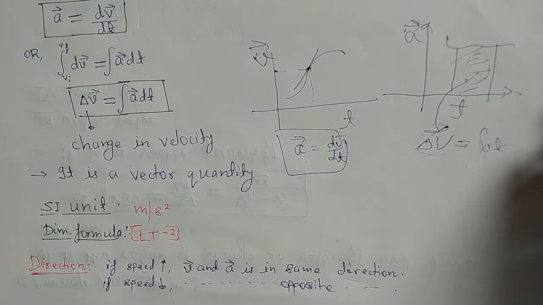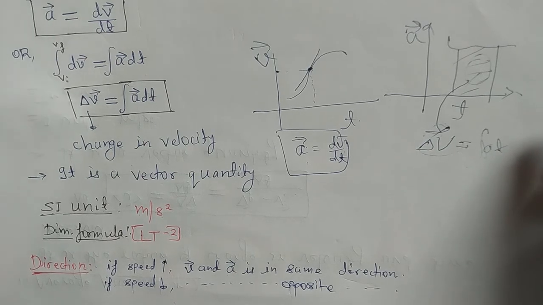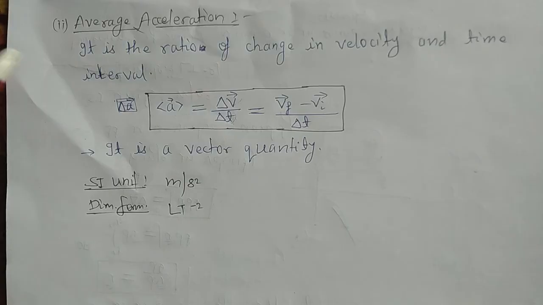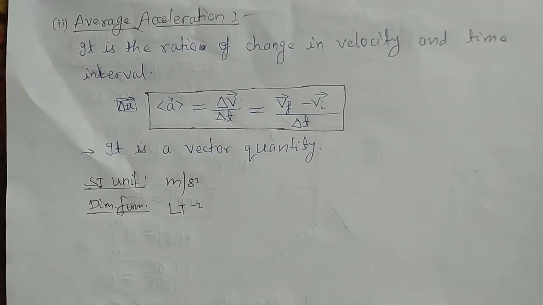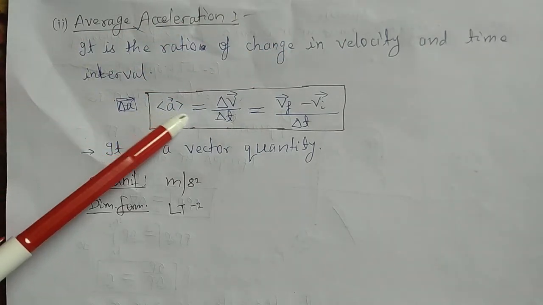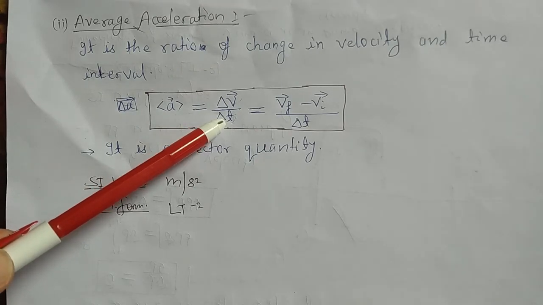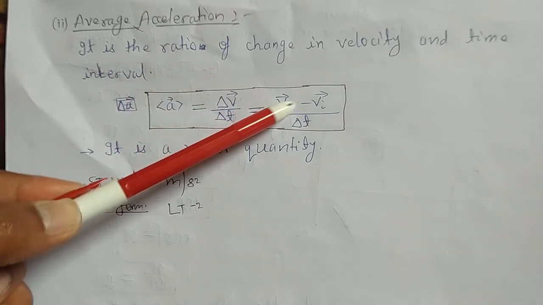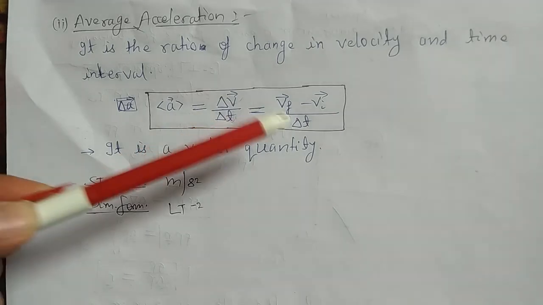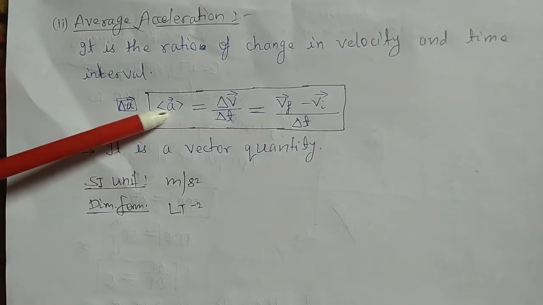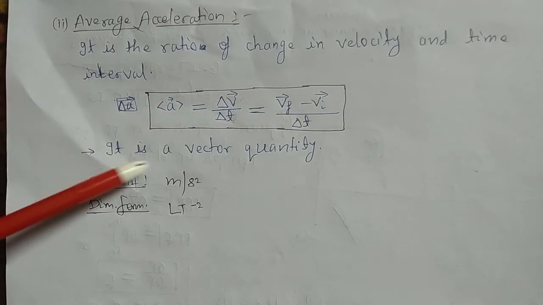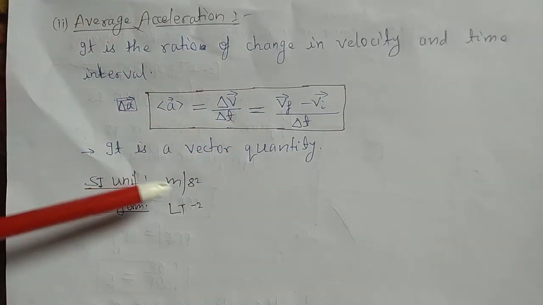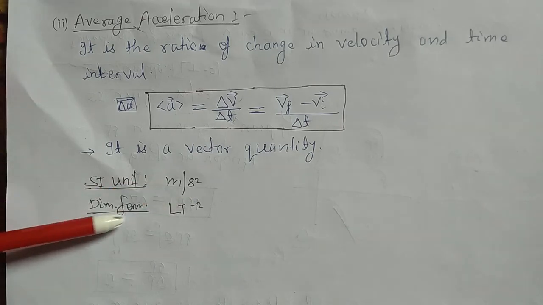Now we will see the next topic, that is average acceleration. The average acceleration is the ratio of change in velocity and time interval. So the average acceleration is change in velocity divided by time interval, and change in velocity is nothing but v final minus v initial, and time interval is t final minus t initial. So the average acceleration is equal to v final minus v initial divided by time interval. It is also a vector quantity, and the SI unit is also the same, meter per second square, and the dimensional formula is LT to the power minus 2.